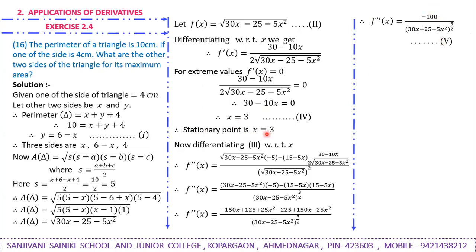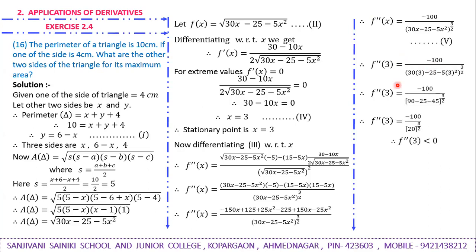So we will put x is equal to 3 in this second order derivative, and we'll check the sign of this function. After putting x is equal to 3, we reach the step: f double dash at 3 is less than 0. That means the second order derivative is negative. So the function must have a maximum at x is equal to 3 by using the second derivative test.